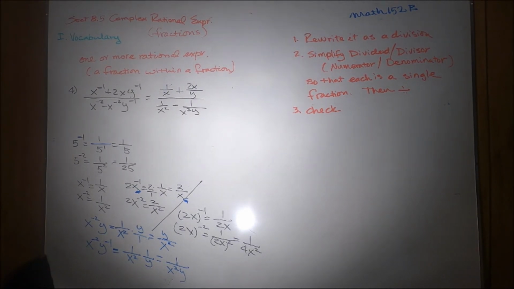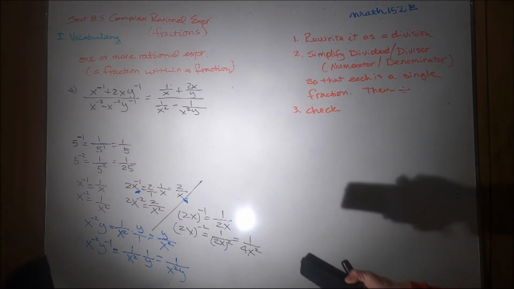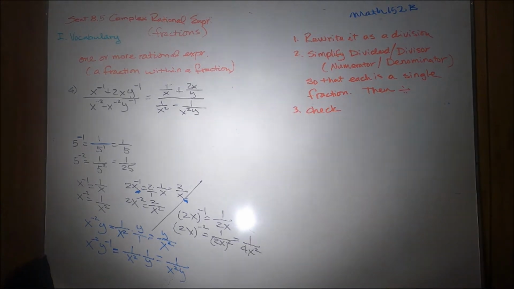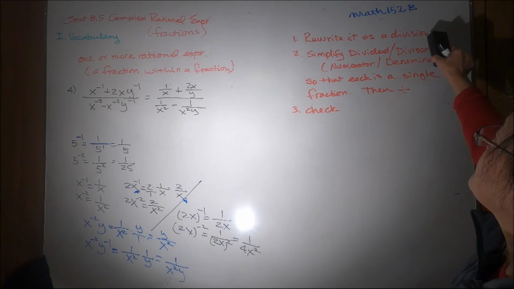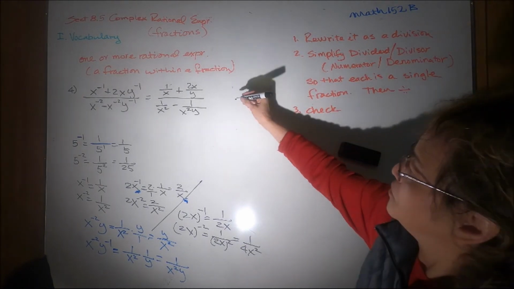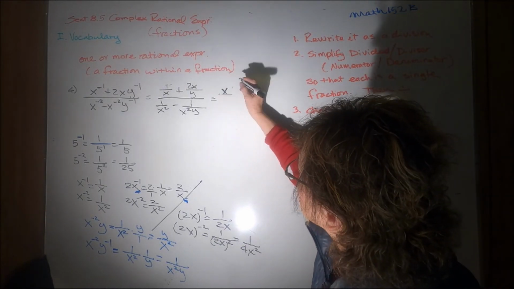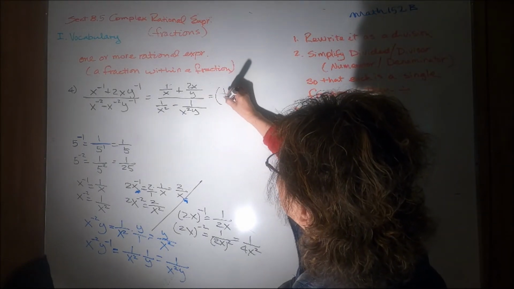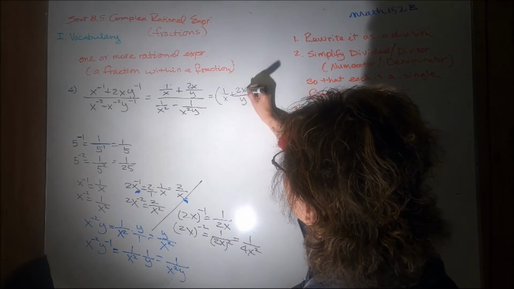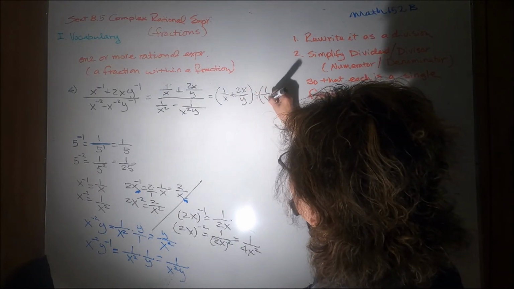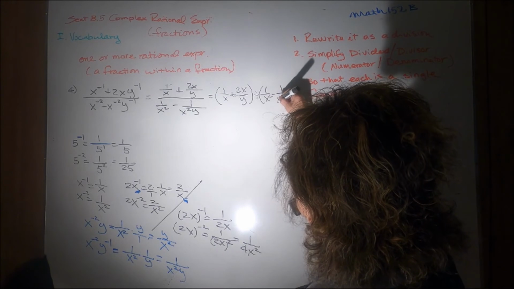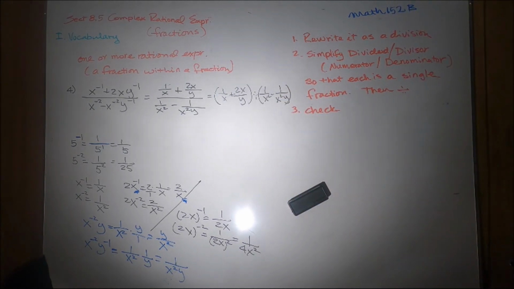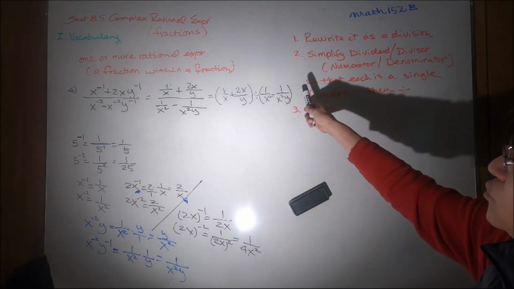So first, we interpret the negative power. Then what do we have? We have a complex fraction. Then we say, what should we do with a complex fraction? So rewrite it as a division, right? So we will rewrite it as division. So we should do 1 over x plus 2x over y divided by 1 over x squared minus what? Right? Once we do that, we need to do what?